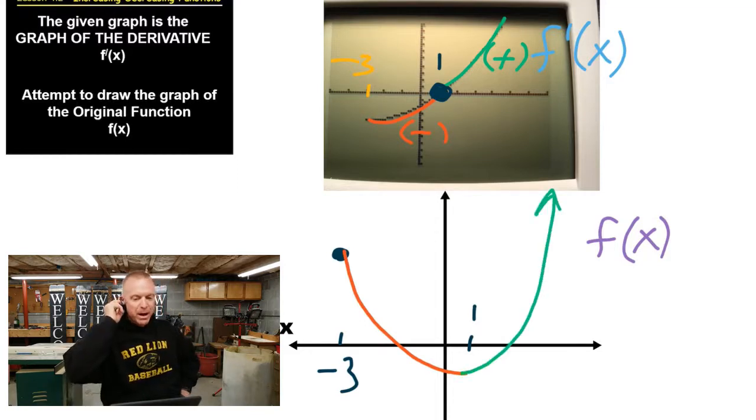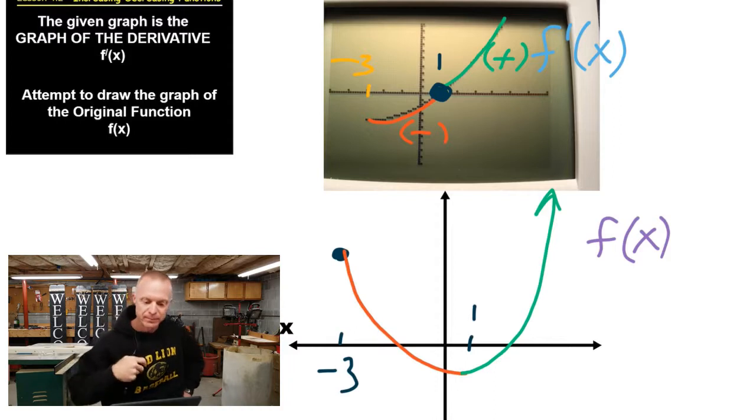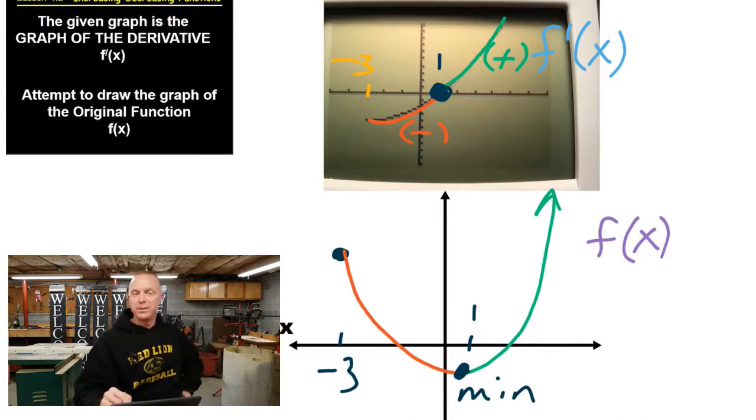Now the graph's going to go up because of those positive slopes. So, how'd you do? Looks like we also can conclude that we have a minimum here, again, based on those changing slopes.